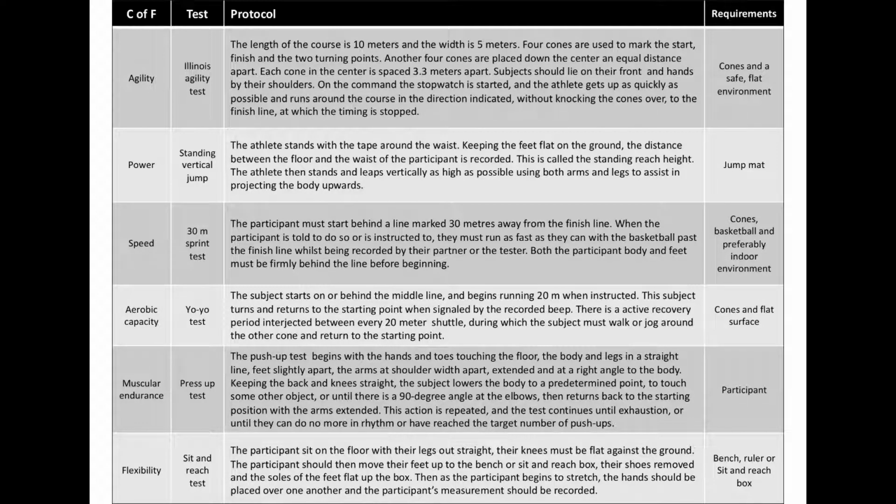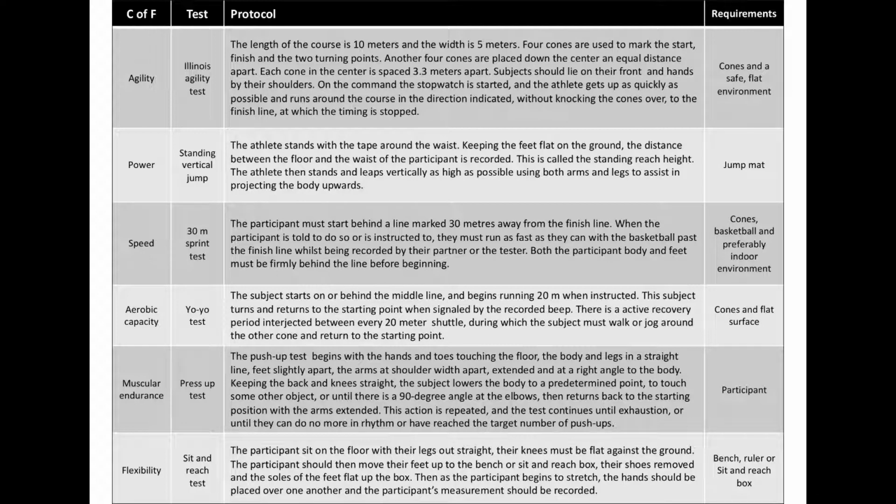is stopped. The second component of fitness I wanted to test was power. I chose the standing vertical jump to do so. The protocol for this is that the athlete stands with the tape around the waist, keeping the feet flat on the ground. The distance between the floor and the waist of the participant is recorded. This is called the standing reach height. The athlete then stands and leaps vertically as high as possible, using both arms and legs to assist in projecting the body upwards. The results are then recorded.